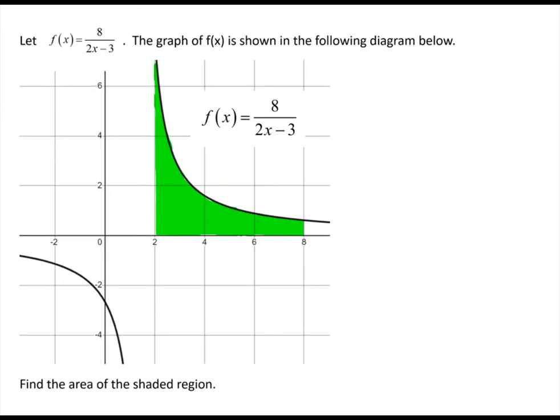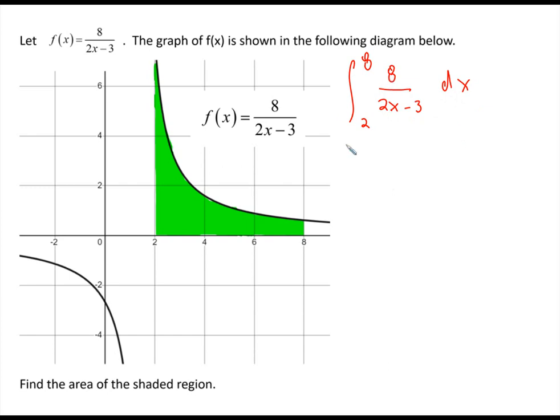Okay, let's take a look at the last example here. We're given f of x is 8 over 2x minus 3. And they want us to find the area of the shaded region. So basically we're trying to find the area under this curve. So you have to understand that means we need to integrate f of x from 2 to 8. So from 2 to 8, we're integrating whatever the f function is, because we're finding the area under the f function. So 8 over 2x minus 3 dx, right?